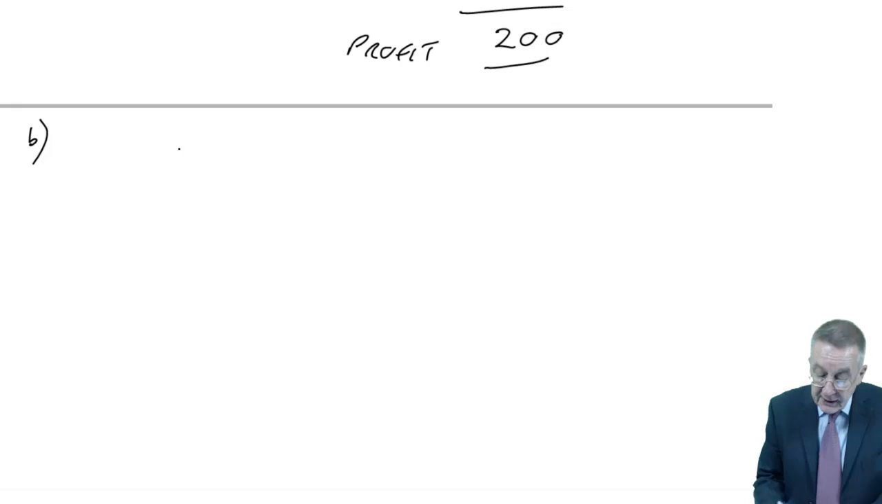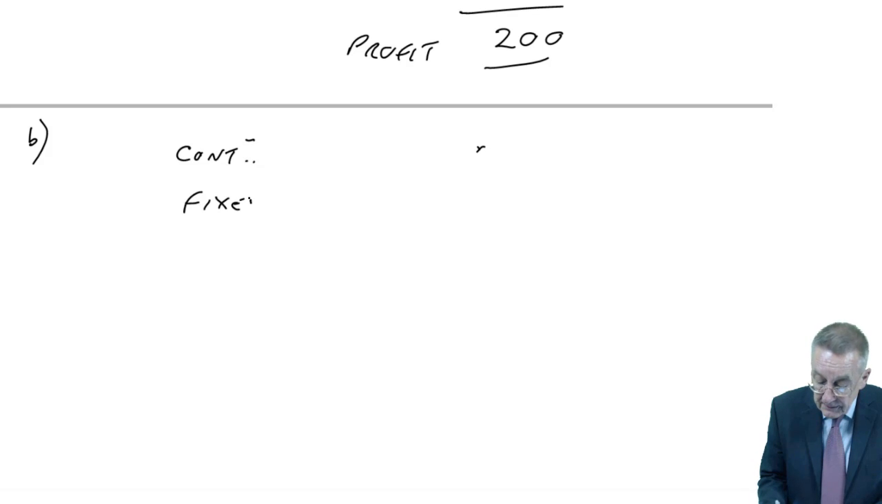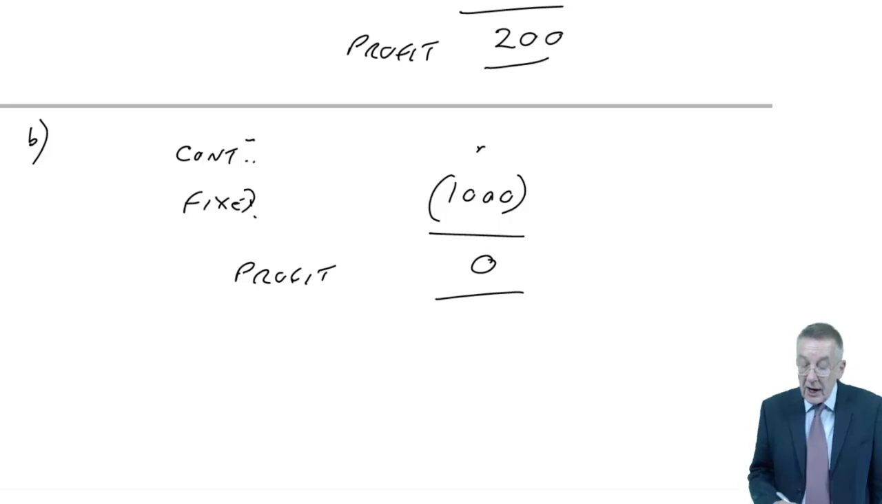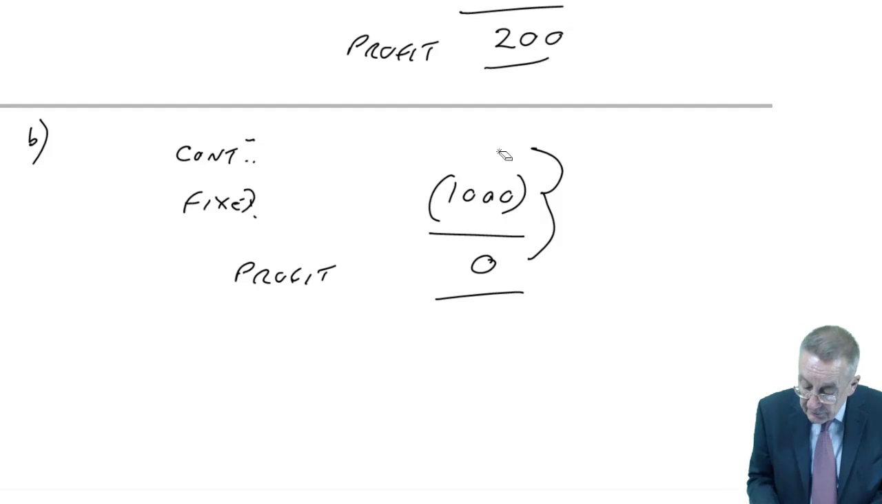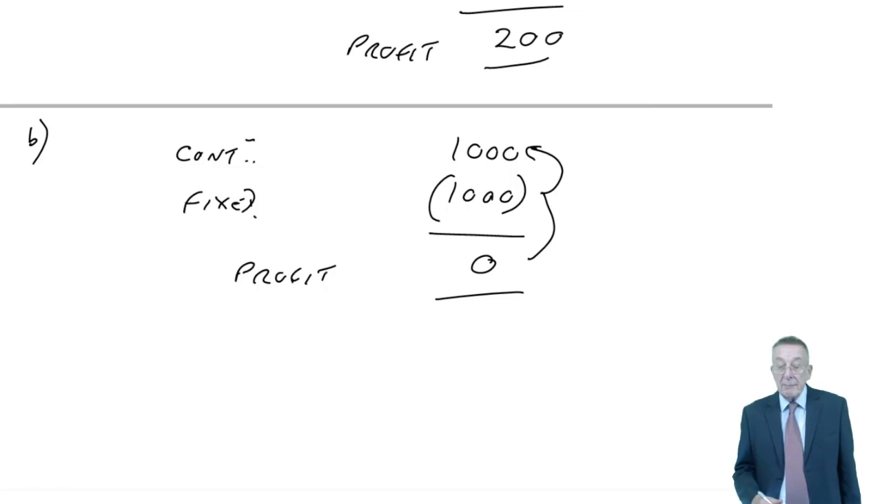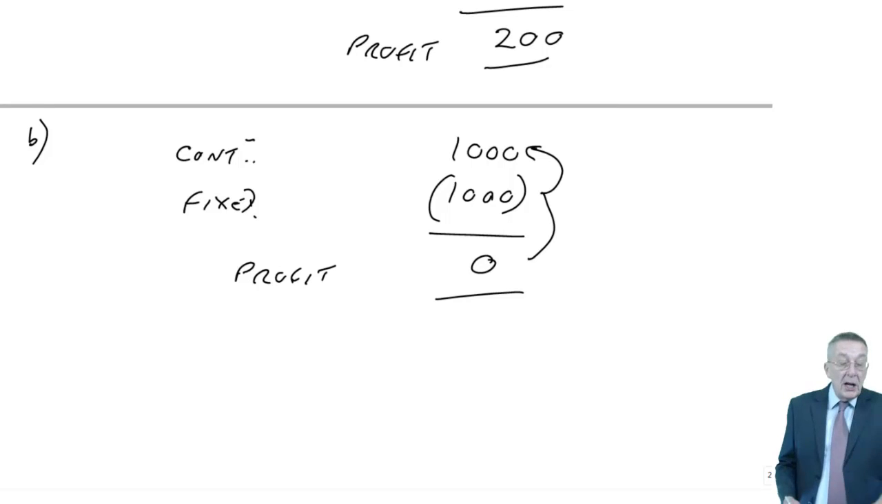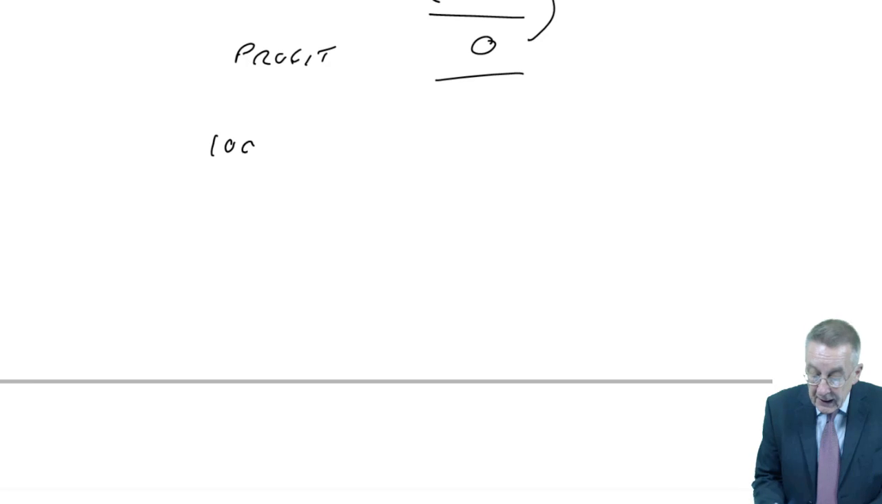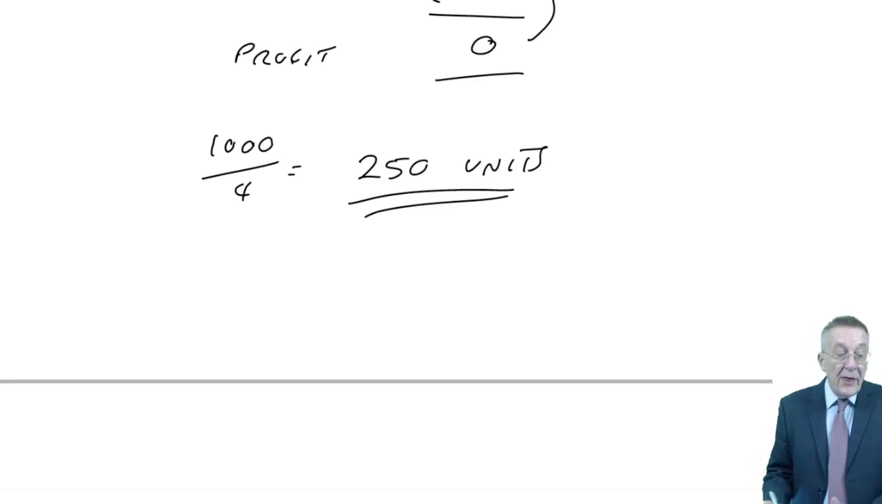Well, again, the profit must be the total contribution less the fixed costs. Since I want the profit to be 0 for break-even, surely the total contribution has to be equal to the fixed costs. The contribution has to be 1,000. How many units do I need to sell? Well, we know that each unit generates $4 contribution, so the number of units, 1,000 in total, $4 each, 250 units. There is break-even.